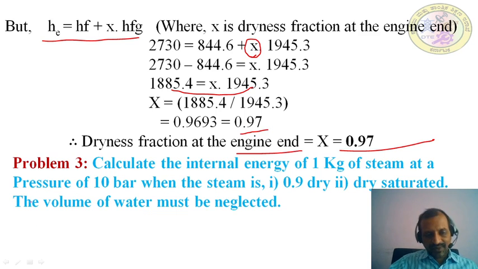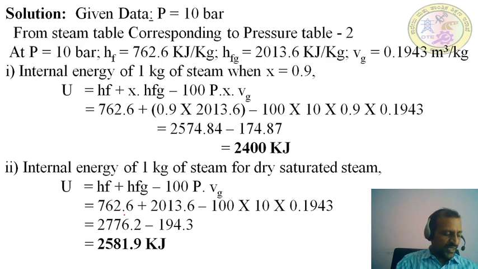Again he has given the pressure of 10 bar, so you need to refer to steam table 2, that is with respect to pressure. With respect to the pressure 10 bar, write down the standard values of the properties of steam, that is enthalpy of water and enthalpy of dry steam. You have to note it down from the steam table. If you have the Kurmi steam table, refer to page number 11.